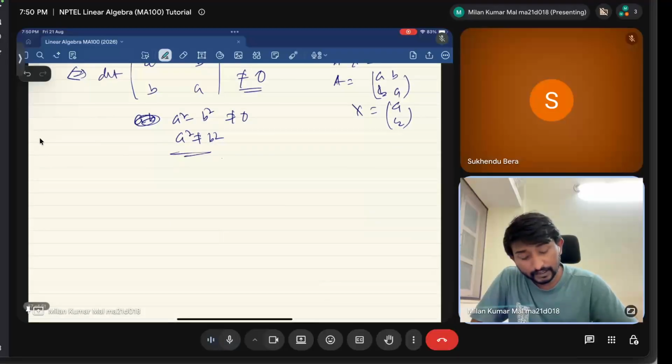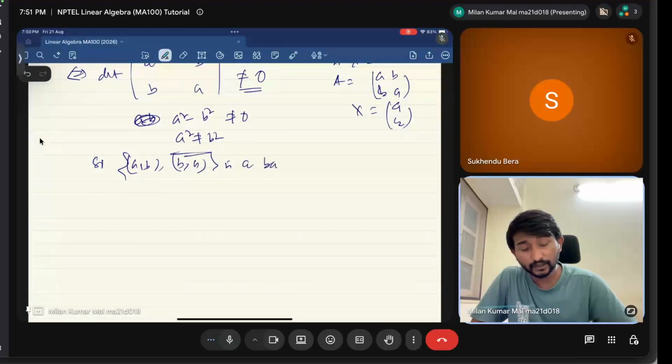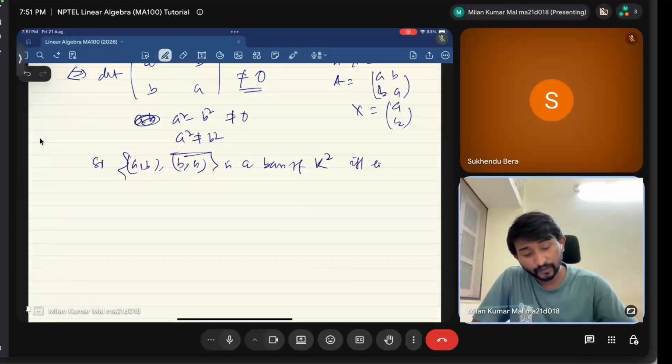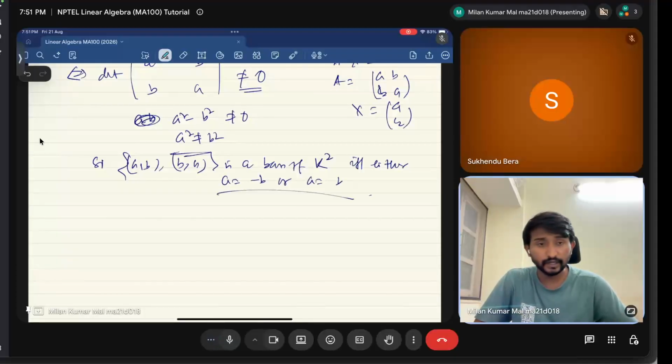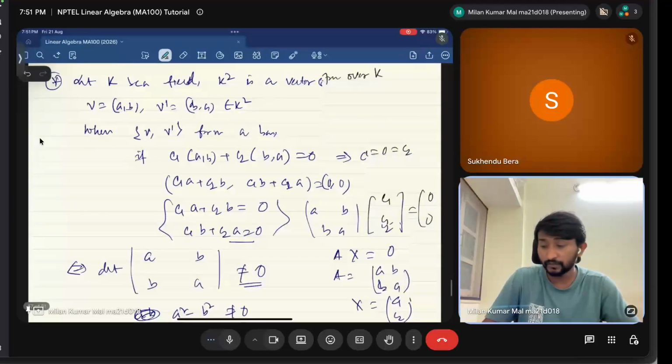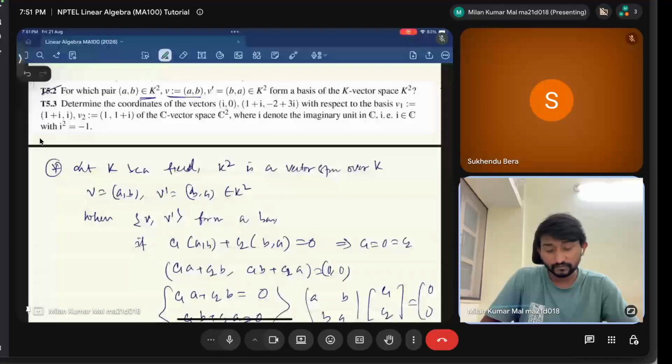That is, AB comma BA is a basis of the vector space K2 over the field K if and only if either A equals minus B or A equals B. These are the two situations in which this will form a vector basis. Okay, so this is the solution to this question. What are the other questions?